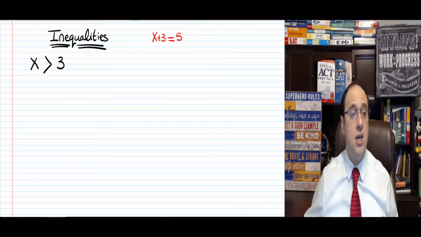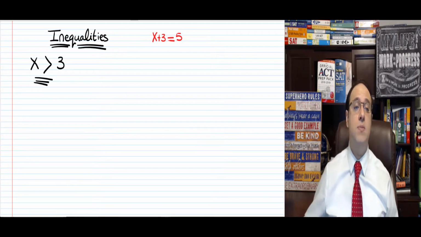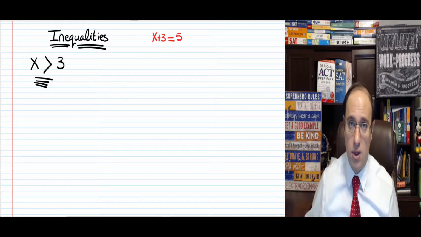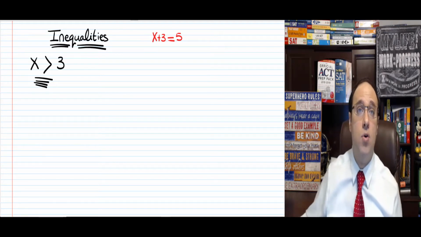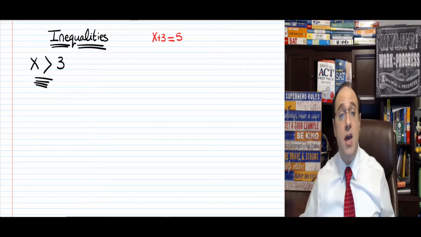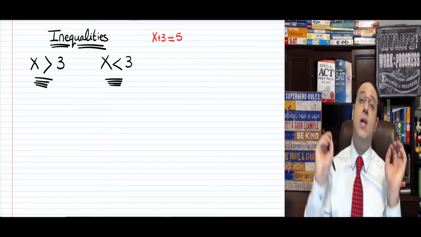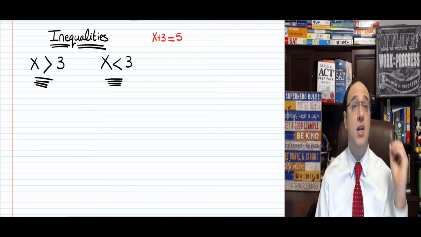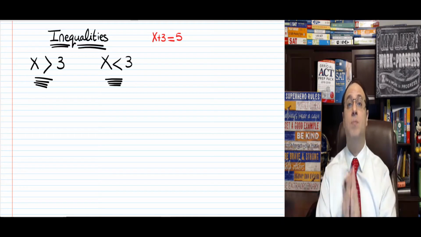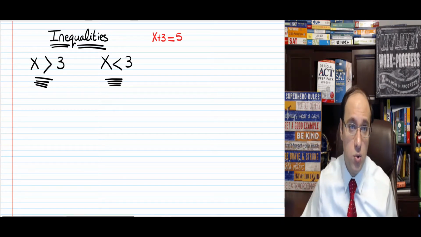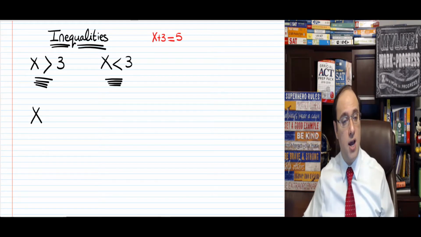So, x is greater than 3. This means that x does not equal 3. X is greater than 3. It's 4 or 5 or 6, for example. If we say x is less than 3, that means that x does not equal 3. It is less than 3. It is 2. It is 1. It is -1. It is 0. Okay?